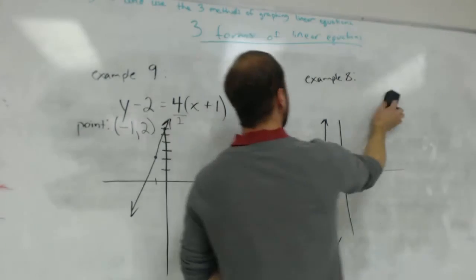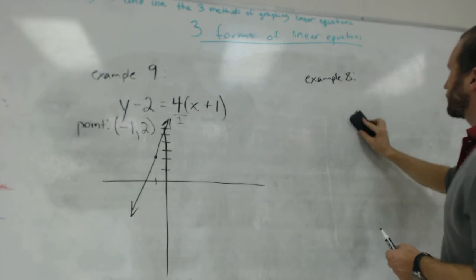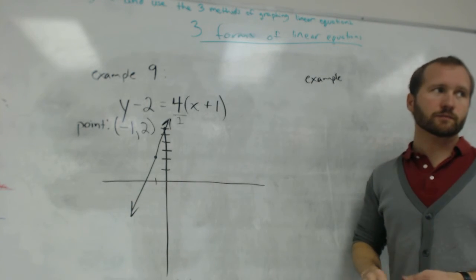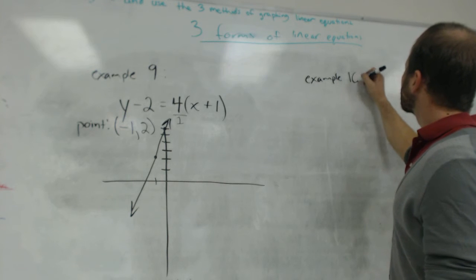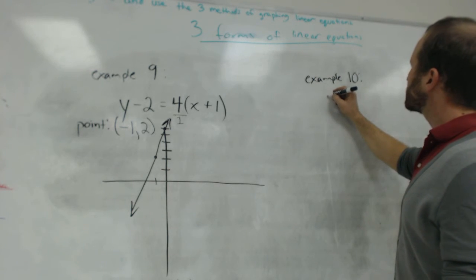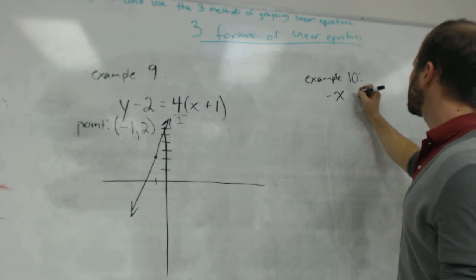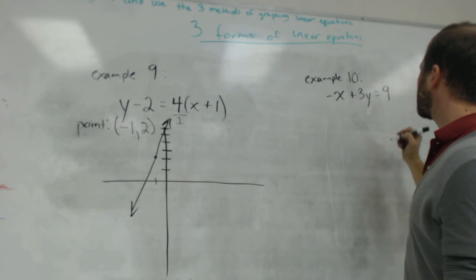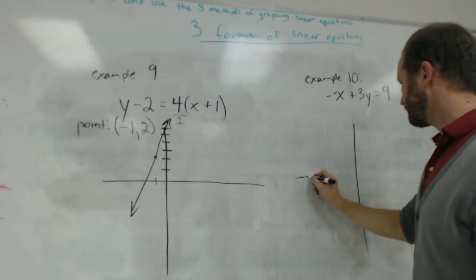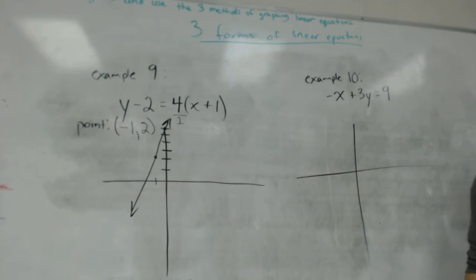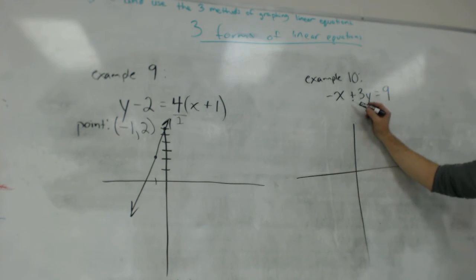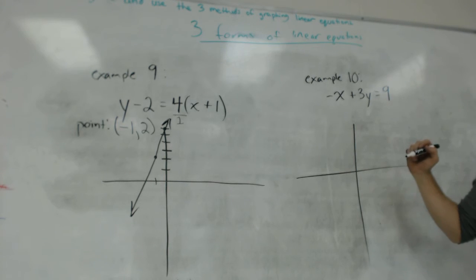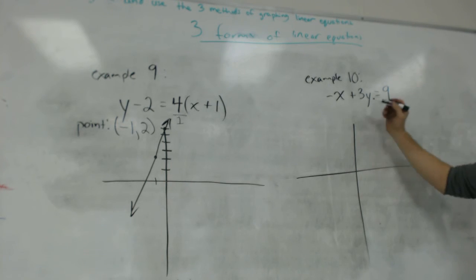Example 10, this is going to be the last example. Don't be too disappointed. Alright, negative x plus 3y equals 9. What form is this? This is standard form. How do I know that this is standard form? Because x and y are on the same side.